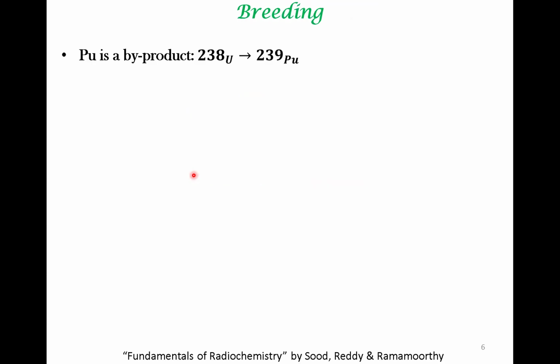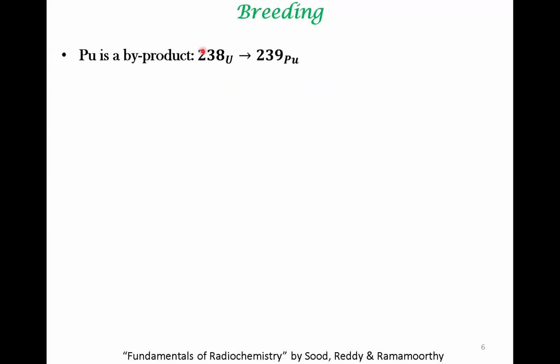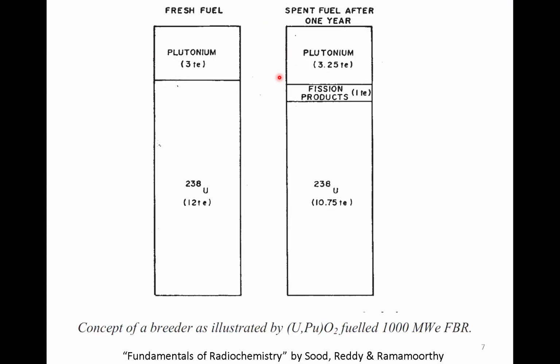Another important concept is called breeding. When uranium is used, plutonium can be a byproduct. As you saw in this reaction, U-238 may give rise to U-239 in time. This is a fissile isotope. So when the reactor is operating, while you are using up a fuel, you're also generating a fuel. This is a very important feature, and these reactors are called fast breeder reactors.